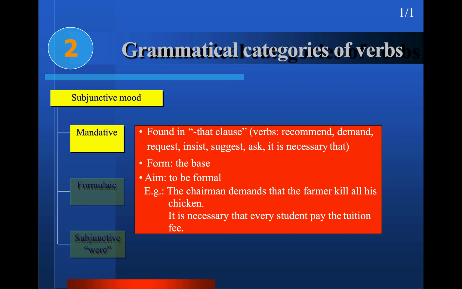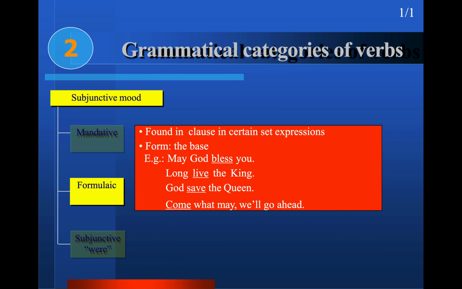Whenever we have these kinds of adjectives followed by a that clause, this that clause can function as a noun clause. So the formulaic subjunctive is a frozen, hackneyed expression that is used and we cannot change it. We cannot add intensifiers, modifiers, qualifiers, any other thing. So usually found in clauses in certain sets of expressions, usually the verb is the base. For example, may God bless you. Long live the king, God save the queen. Come what may, we'll go ahead. So these are what's known as the formulaic subjunctive. Sometimes these are called hackneyed expressions or frozen expressions that we cannot change.